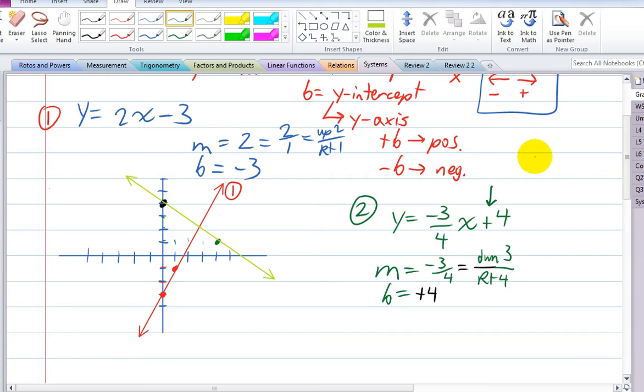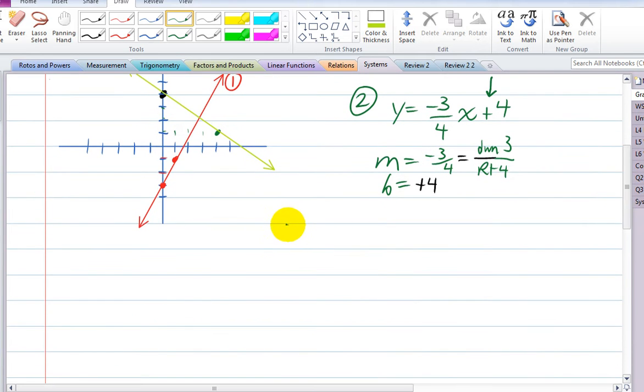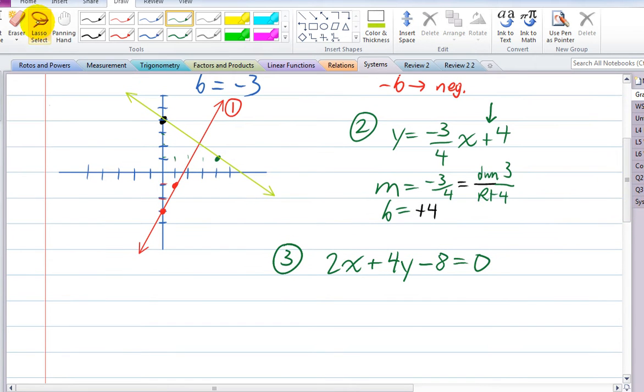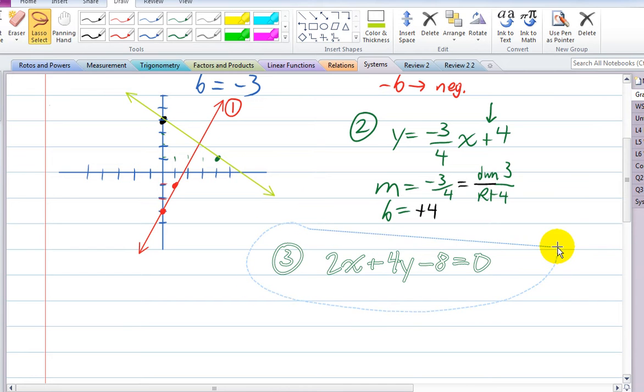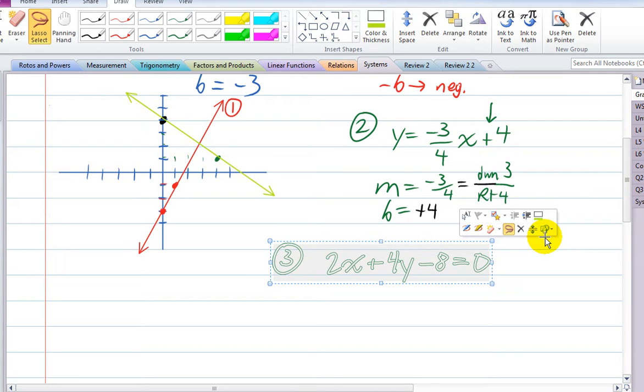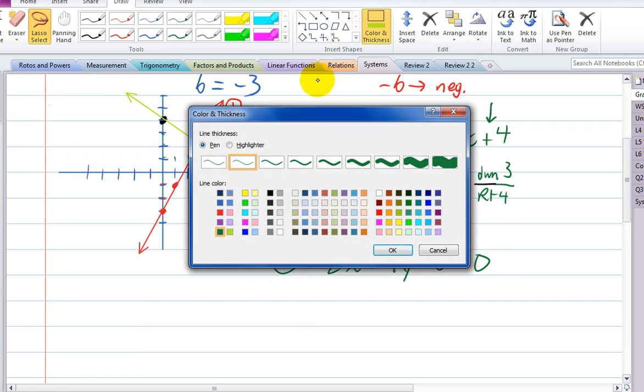Okay, we're going to do one more on the same grid. Question number 3. 2x plus 4y minus 8 equals 0. So now I'm stepping up a notch because I have it in a different format. So you're going to have to change first.